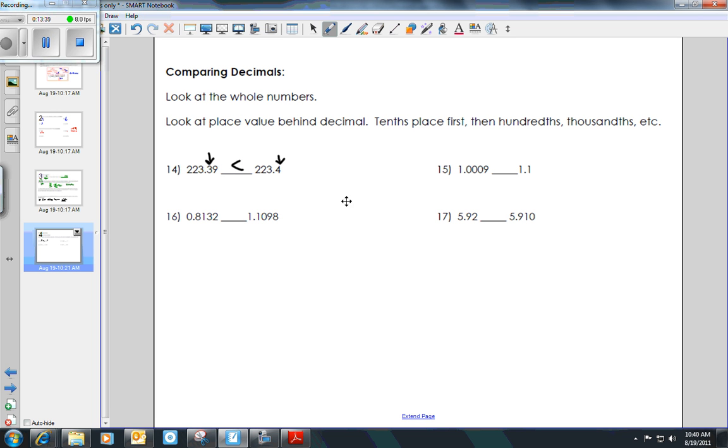For number 15, I'm going to look at my whole numbers. I have a 1 here and a 1 there. Okay. Next, I'm just going to look at my decimal spots. So starting with the tenths, I have a 0 here and a 1 there. The 1 is larger, so I am going to go ahead and put my larger symbol in there. So 1 and 1/10 is larger than 1 and 9/10,000ths. I want you to go ahead and complete 16 and 17.